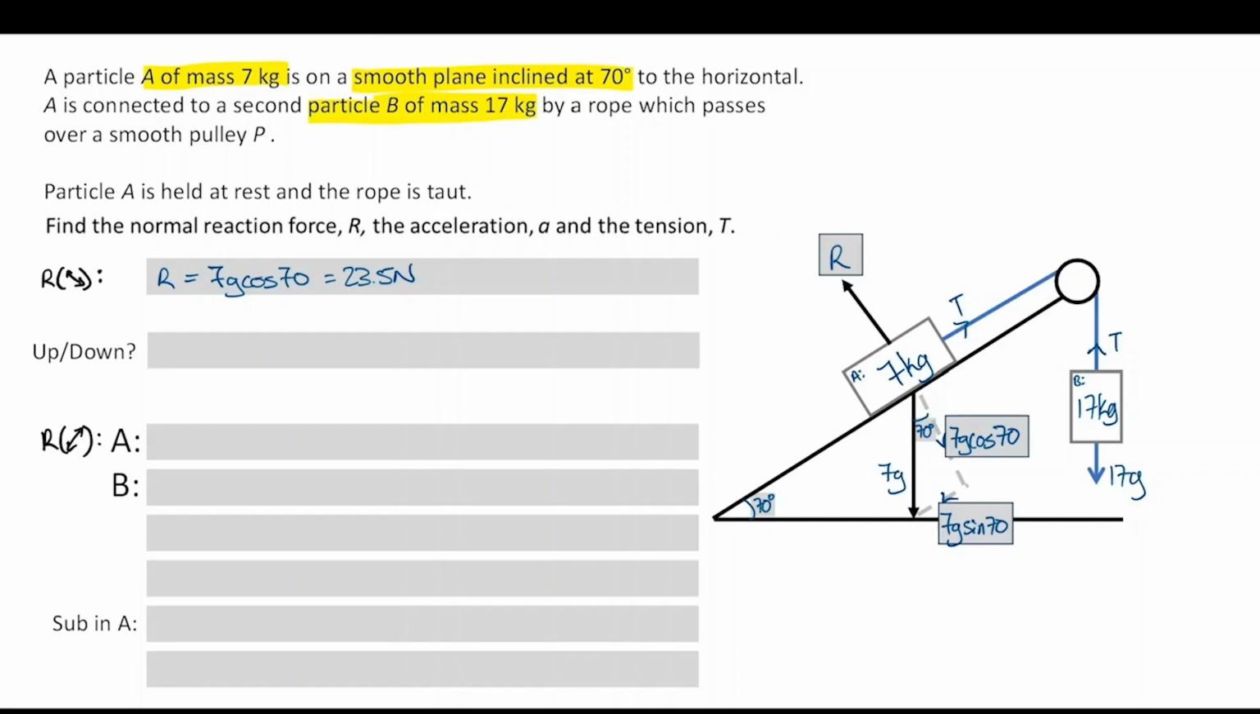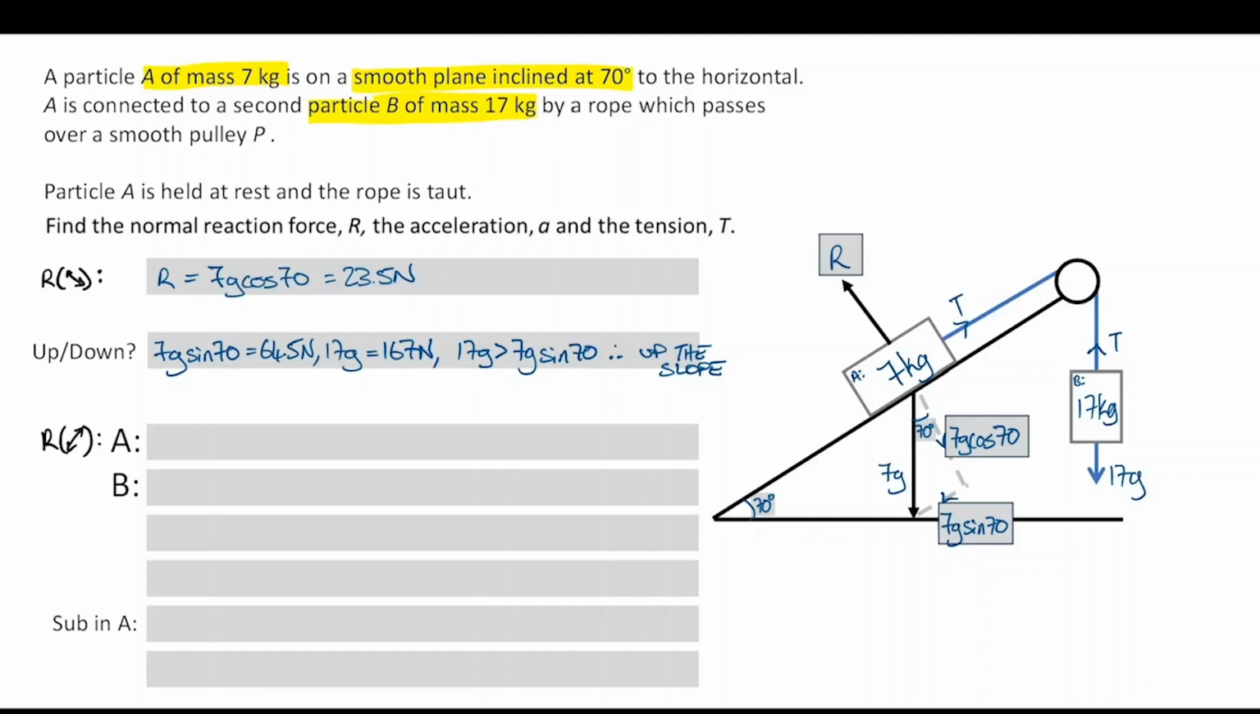For the rest of the question, it is important to know which direction the objects are moving. Is A going up the slope or down the slope? B is going to move vertically, but is it moving up or is it moving down? The way we're going to decide is to compare the two opposing driving forces. For A, the driving force is going to come from the parallel component of the weight. That's 7g sine 70. For B, the driving force is going to come from its weight, 17g. And here we see that 17g is the larger of the two, so particle B is going to be moving down and particle A is going to be moving up the slope.